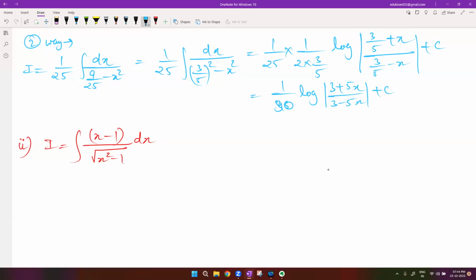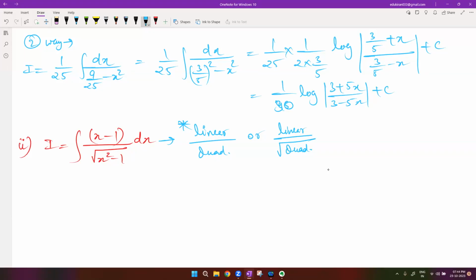First of all, what's the identification? Identification: linear divided by quadratic, either this or linear divided by root of quadratic. You can see there is a linear expression in the numerator, and there is a root over quadratic expression in the denominator. So definitely this is from the 8th category. Now, how to solve this?